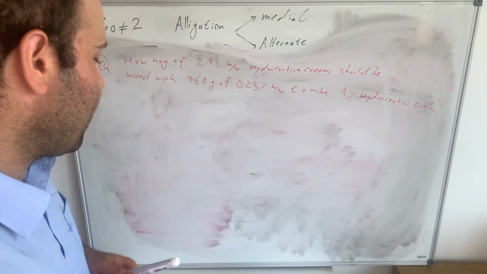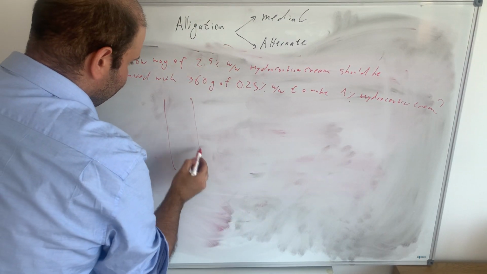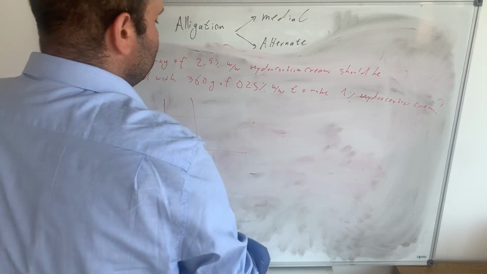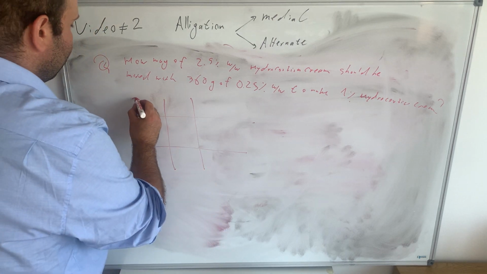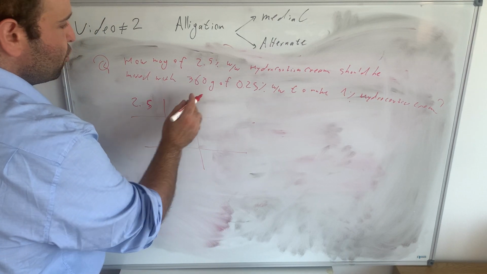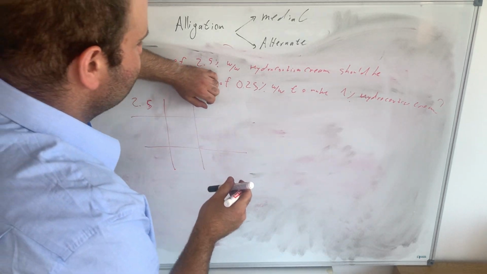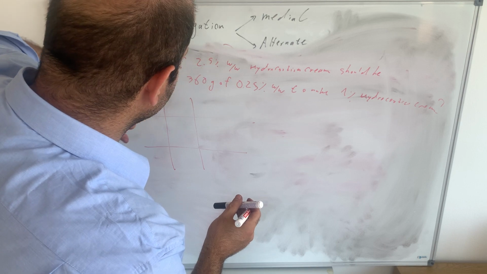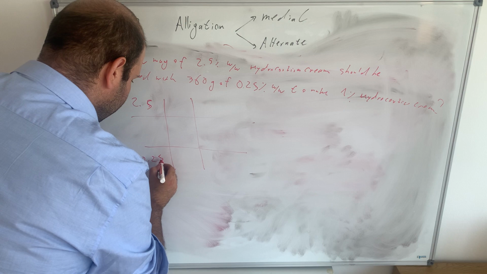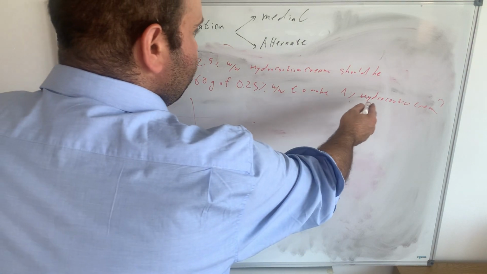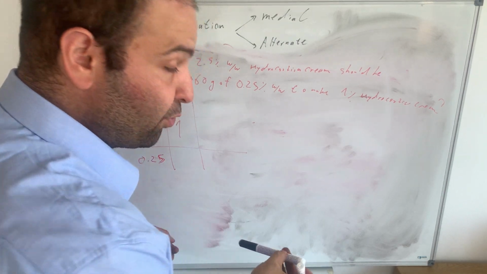Again, this beautiful table, I call it the alligation beauty table. So what is the highest concentration? 2.5%. First, you do not see this 360 grams. You do, as I said to you, the step. Forget about 360. First, write down the highest concentration here. Lowest concentration, 0.25%. And what you're looking for is 1%. Don't look at it at the moment. We just want to confuse you.